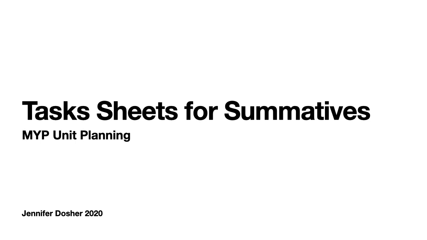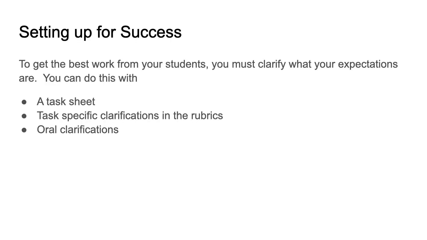Task sheets are an important part of our summative assessment process. We really want to set students up to be able to achieve success, and to do that, we need to be able to clarify our expectations for them. We can do that in three different ways: the task sheet, task specific clarifications on the rubrics, and oral clarifications.